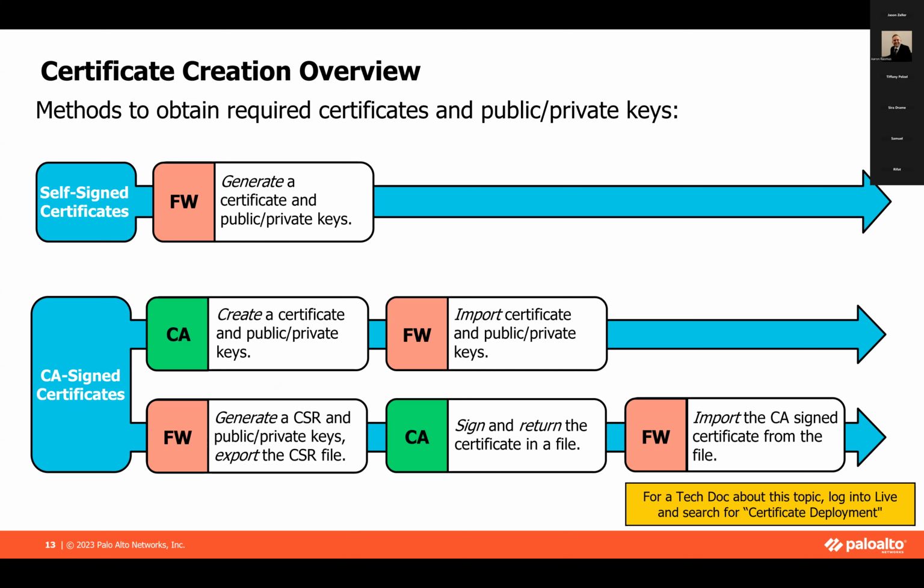So if you're doing self-signed certificates, you generate a certificate which has both the public and private keys for the firewall. Then if you have a certificate authority signed certificate, you create a certificate. You sometimes will import that certificate in from a certificate authority, or you could generate a CSR, which is a certificate signing request, and the public and private keys. You export that CSR file, send that up to a certificate authority, in which case they will sign it and return the certificate in file format, and then you import that into the firewall there as well.